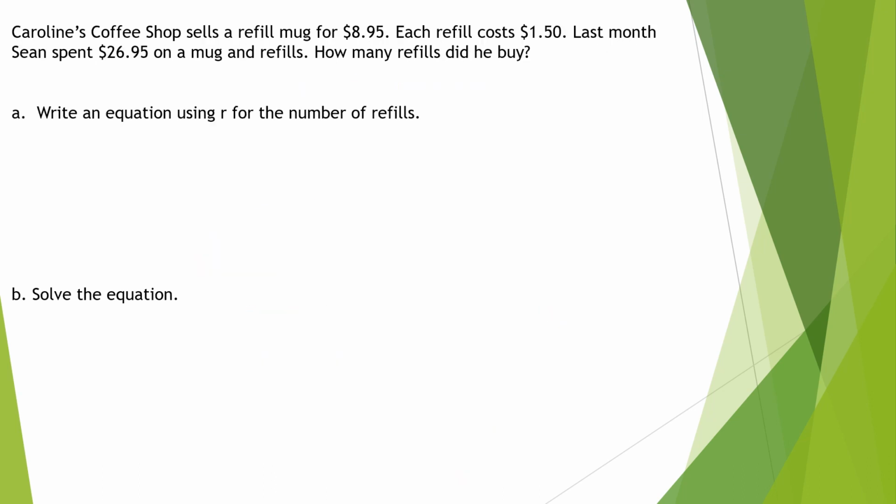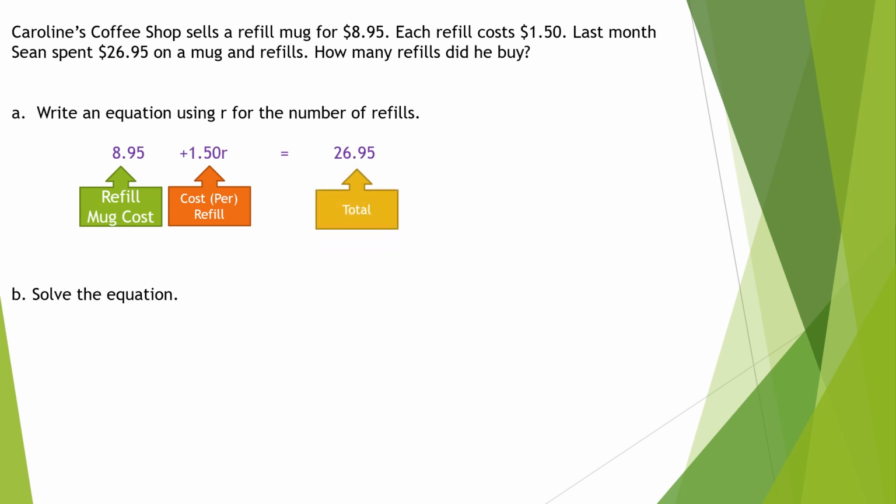Caroline's Coffee Shop sells a refill mug for $8.95. Each refill cost $1.50. Last month, Don spent $26.95 on a mug and refills. How many refills did he buy? So we're going to write an equation using R for the number of refills. So the first thing we have is the refill mug cost. It was $8.95. Then we have the cost per refill. That's the $1.50 times each refill. And then the total was $26.95.